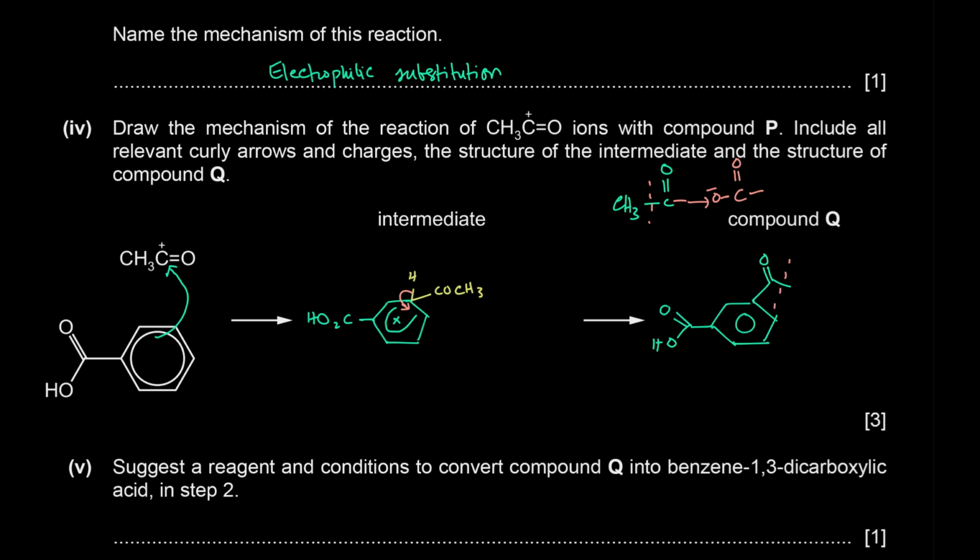So the reagents here are alkaline aqueous iodine, or you can say aqueous iodine and hydroxide ions, followed by H plus. The reason you want to follow it by H plus is because you want to convert the salt of the carboxylic acid into a carboxylic acid group. So when you add H plus, that salt will get converted into a carboxylic acid.